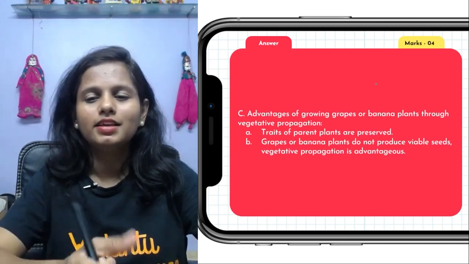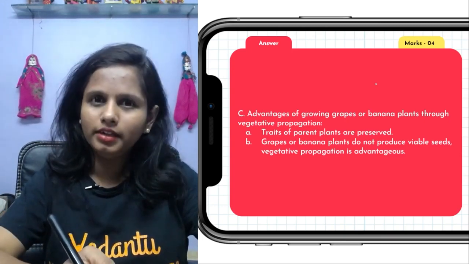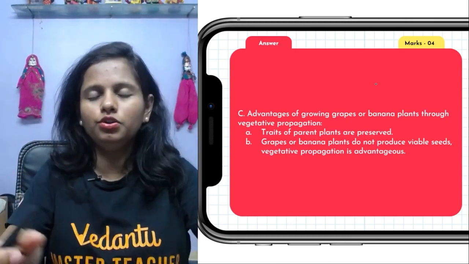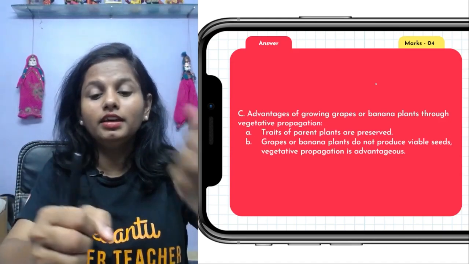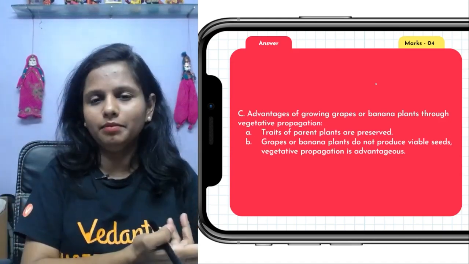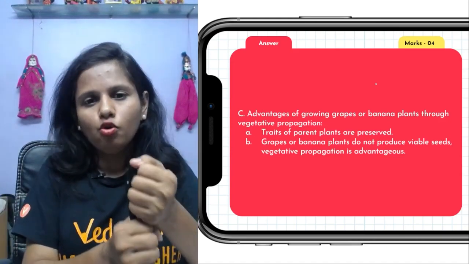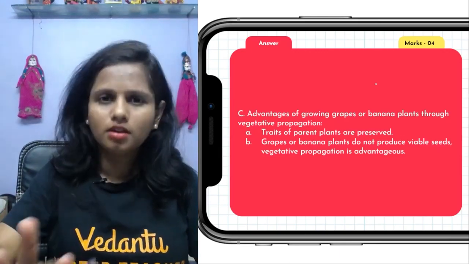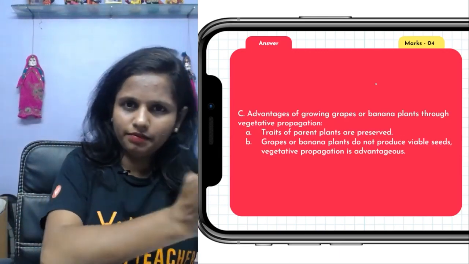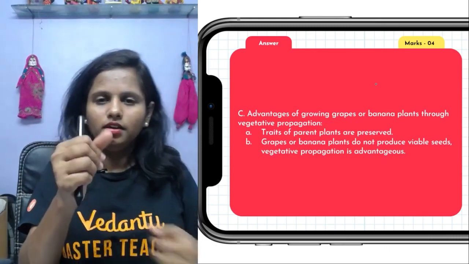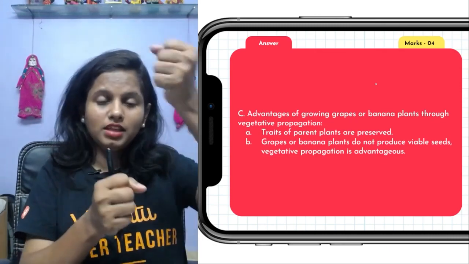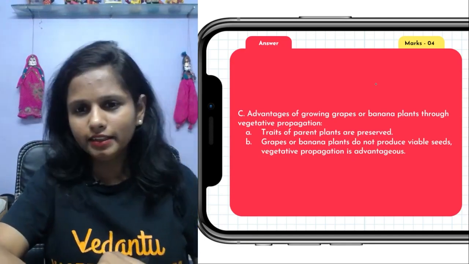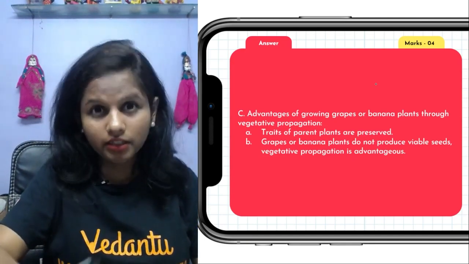In case of grapes, we use cutting, and we then graft them. We take the stem cuttings and we graft them over the roots of some sturdy plants. That's what is done in terms of grapes. We take stem cuttings and we graft the scion over some wild stalk of a plant. That's what is done with grapes.